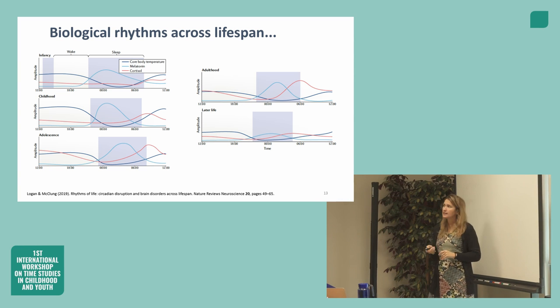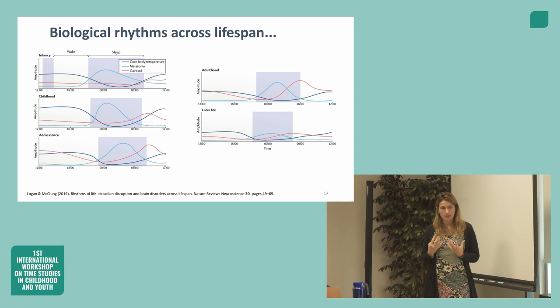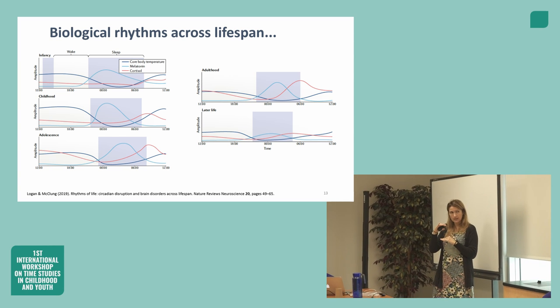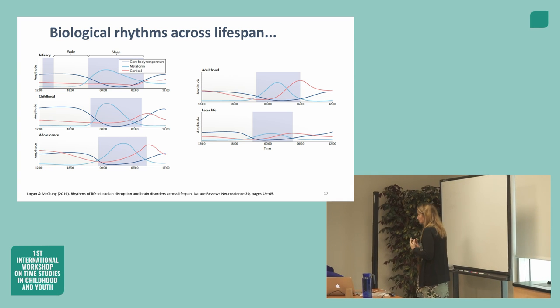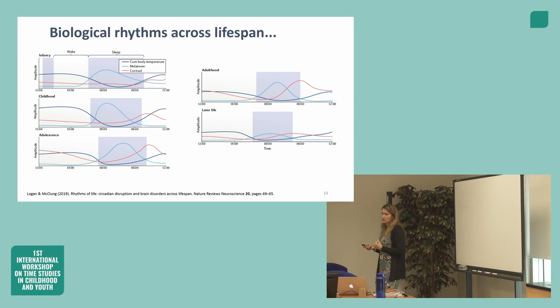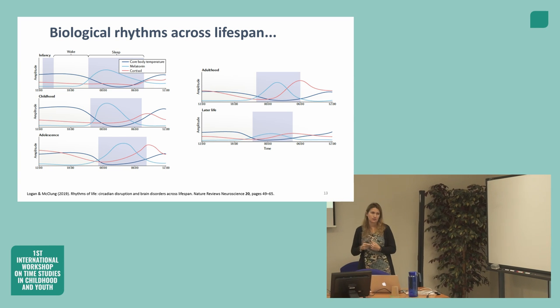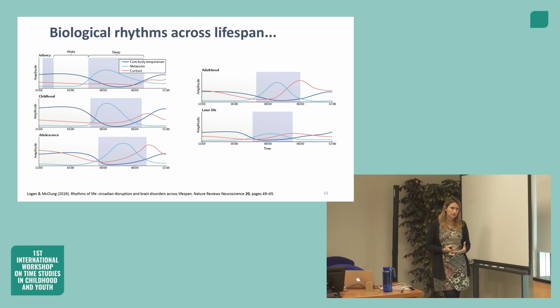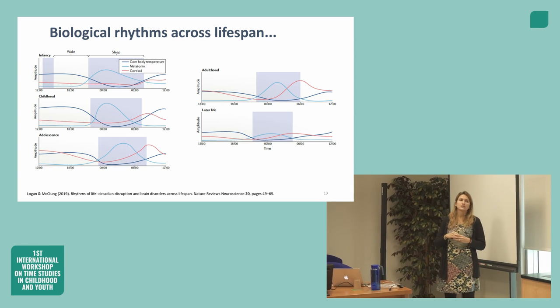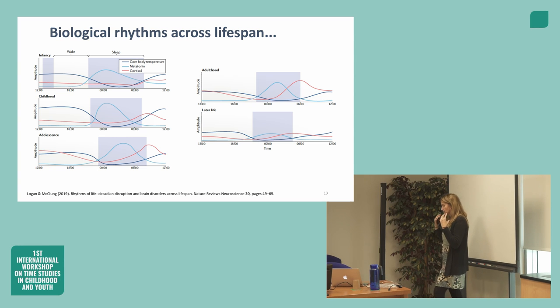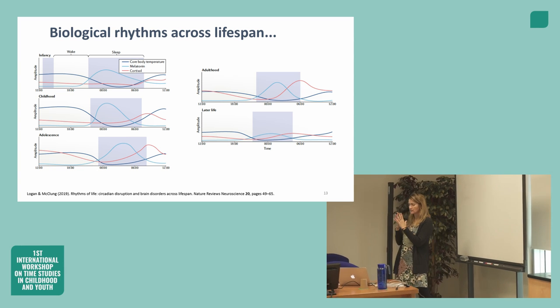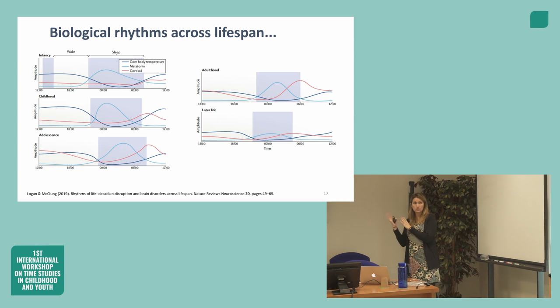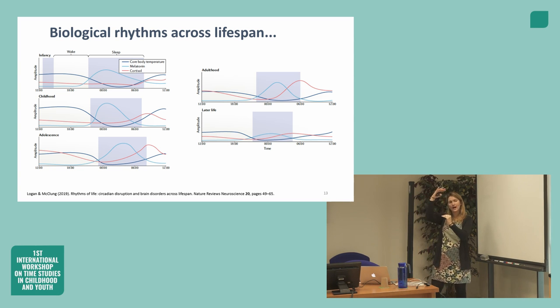What we can see during your lifespan is that these rhythms dampen. You have a lower amplitude in melatonin, cortisol, and also in body temperature. That's why your sleep is less consolidated when you are older. There are a lot of physiological things that are tied to these hormones, and when your rhythms are dampened, they start working less efficiently.